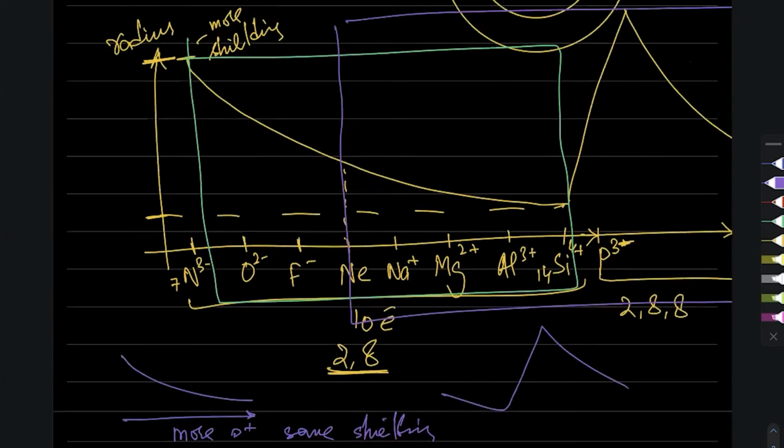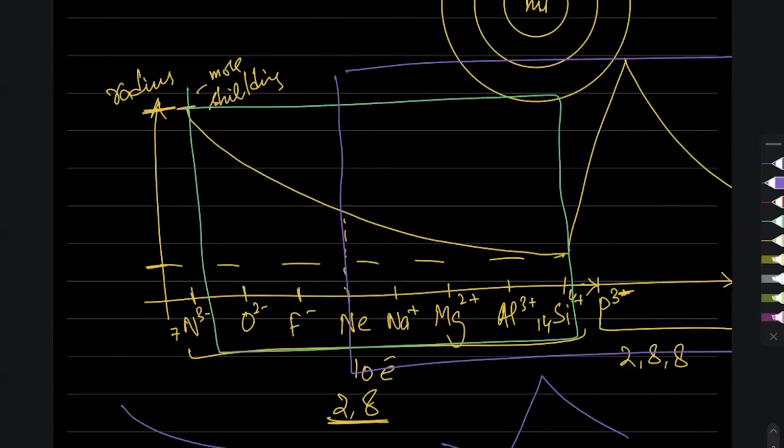So from nitride to silicon in the periodic table, you should have it in front of you right now. From nitride to silicon, there is going to be a constant decrease in ionic size, because you are going to get ions with the same electrons, isoelectronic ions, but with increasing proton numbers. Yes, sir. Perfect.